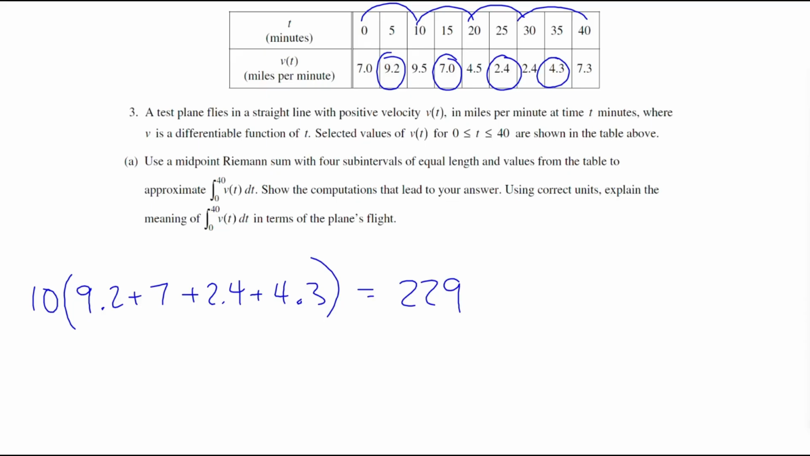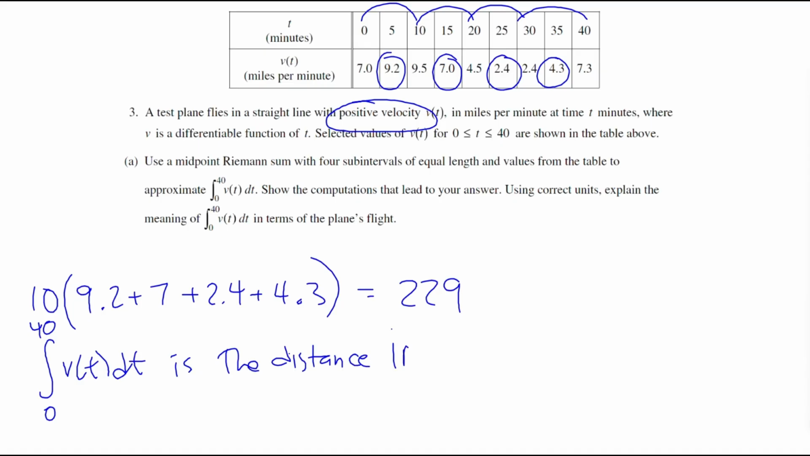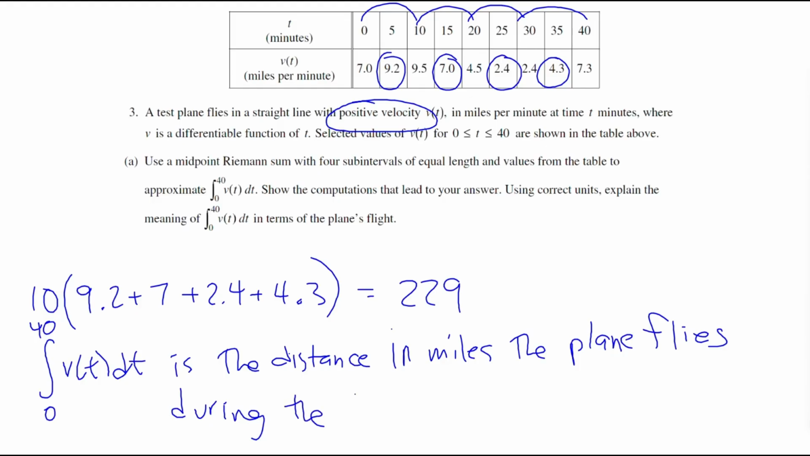So if it's asking us what's the meaning of this, well, since this is always positive values here, right? If we have a positive velocity all the time, then it's just going to be the distance that this plane flies. So the meaning is the integral from 0 to 40 of v of t dt is the distance in miles the plane flies during the 40 minutes.